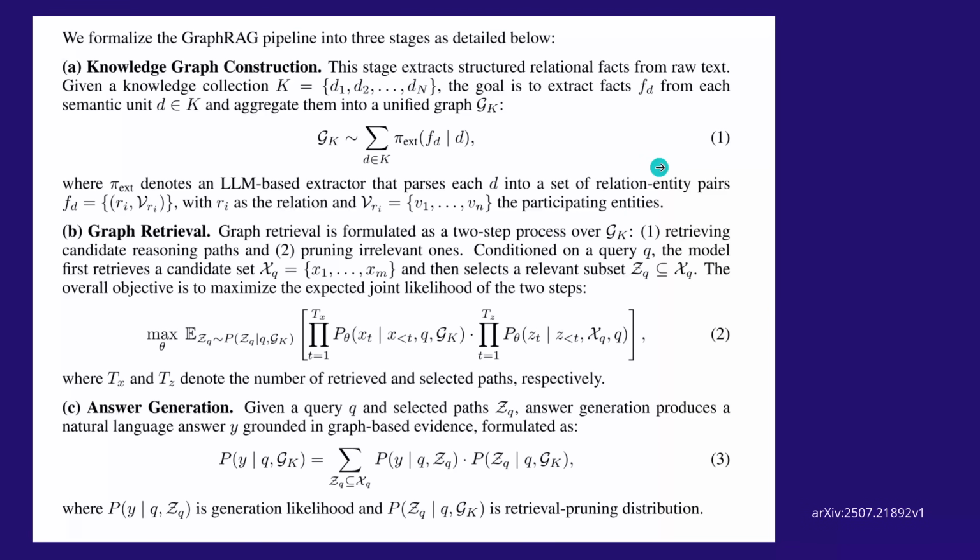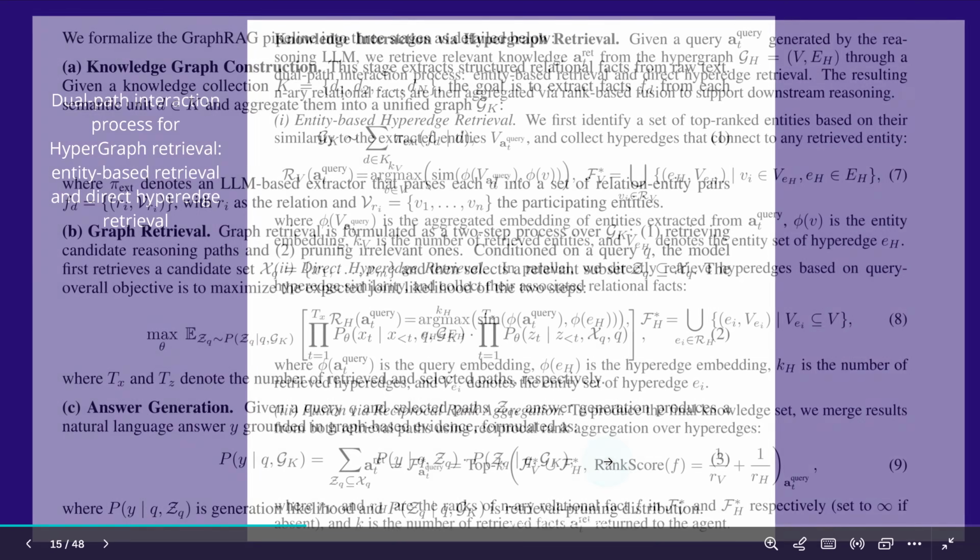But let's just start to understand what is the difference here to the classical GraphRAG pipeline. And remember, in my videos about GraphRAG, I showed you the knowledge graph construction was stage 1. Then we had the graph retrieval. This was formulated as a two-step process. We retrieve the candidate reasoning paths, and of course, we had to prune the irrelevant ones out. And we had a beautiful optimization. Plus the answer generation was then simply given the human query and all the selected paths. The answer generation produces a natural language answer, grounded in the graph-based evidence. And I explained the formula to you already.